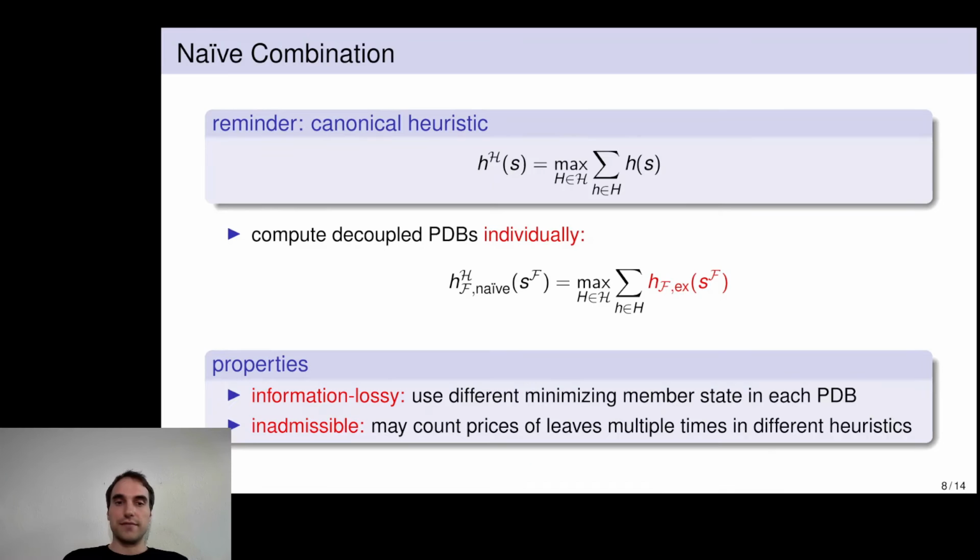Now there's two problems with that. First, this can be information lossy because since we compute PDBs individually, we are free to choose a different minimizing member state in the computation of the heuristic value in each PDB, which is not what we could normally do. Even more problematically, this is actually also an inadmissible combination because we can count the prices of different leaf state multiple times in different PDB heuristics. That means the naive combination does not work.